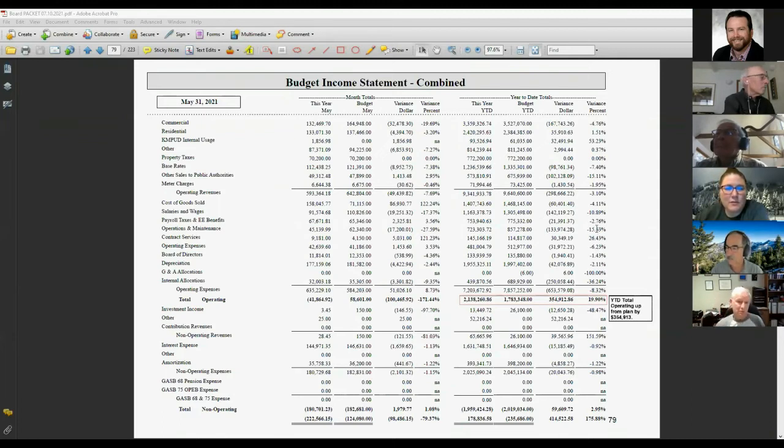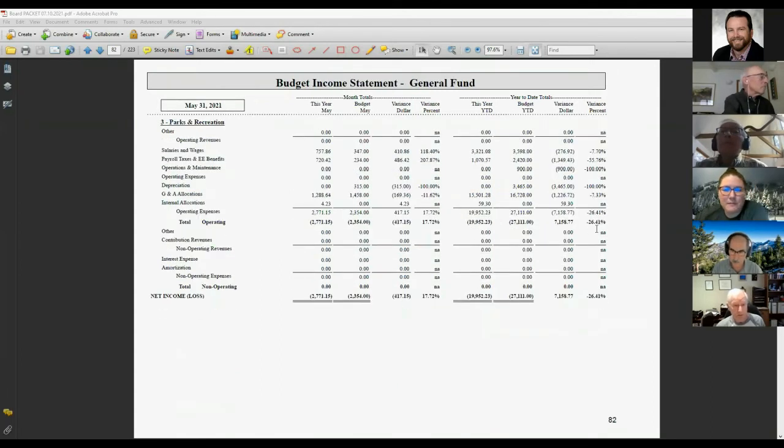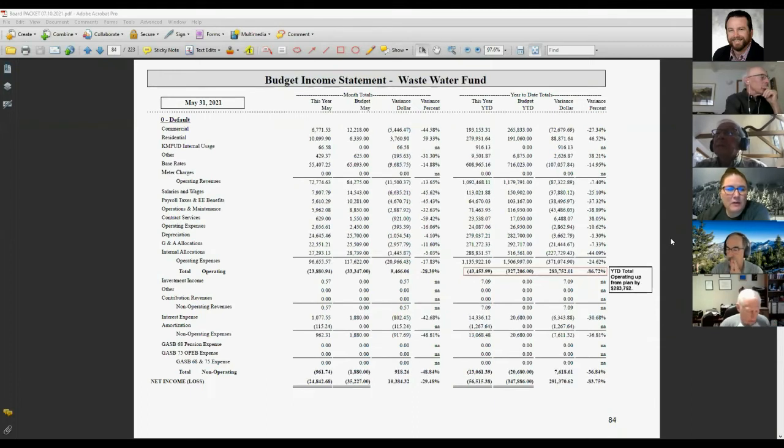Moving on to water on page 83 of your packet. Operating revenues for water are just above plan year-to-date by $1,100. Total operating for water is up from plan by $79,000. Moving on to wastewater on page 84. Operating revenues through May are down from plan by $87,000, and total operating is up from plan by $283,000.